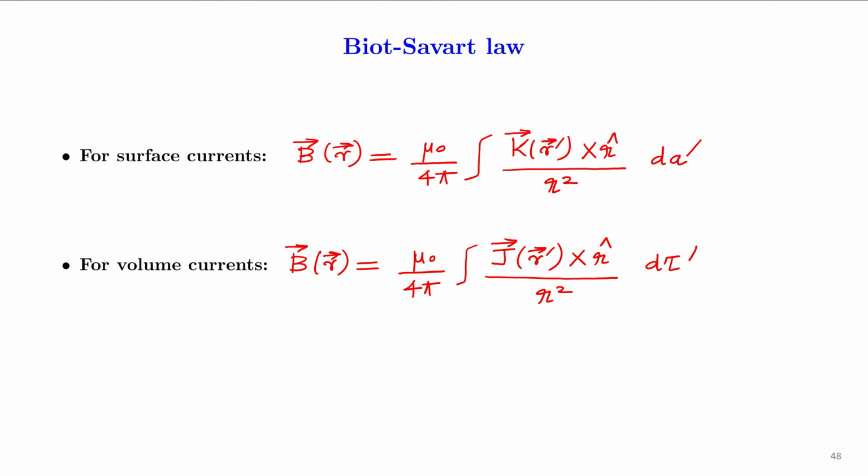Now we can restate the Biot-Savart law for surface and volume currents. For surface currents, it is B(r) equal to mu 0 over 4 pi integral K(r') cross script r over script r square multiplied by dA', where K is the surface current density. And for volume currents, the Biot-Savart law reads B(r) equal to mu 0 over 4 pi integral J cross script r over script r square d tau', where J is the volume current density.